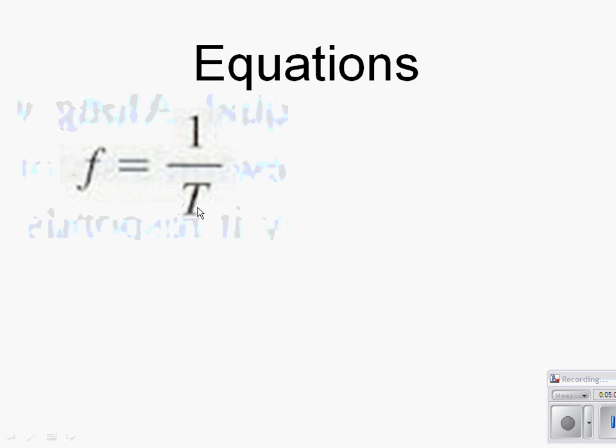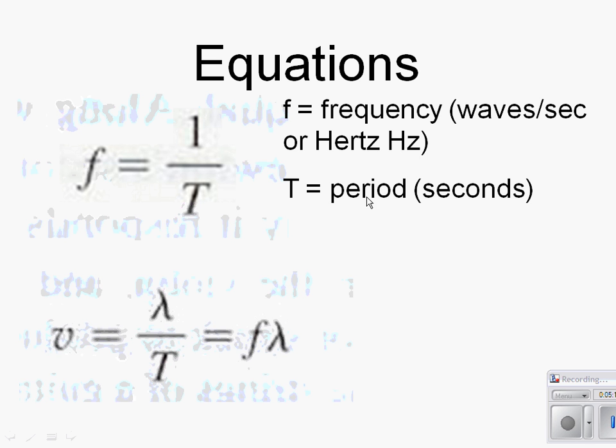Period is the time for one wave to pass through a certain point. That's the time in seconds, and frequency is the number of oscillations per second that occur. So F equals frequency, waves per second or hertz. T is period, which is in seconds.